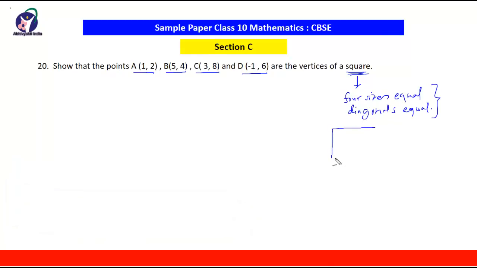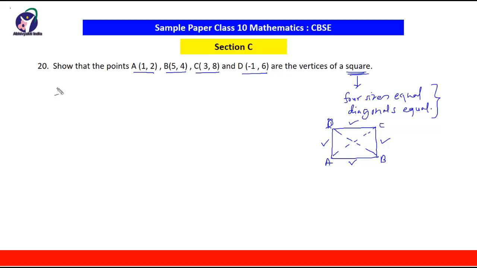If this is a square ABCD, then AB is equal to BC is equal to CD is equal to AD. These 4 sides are equal. So by using the distance formula, we will find AB, BC, CD, and AD. And if all these 4 sides are equal, then we will find diagonal AC and diagonal BD. If these diagonals are also equal, then we say that these are the vertices of the square.